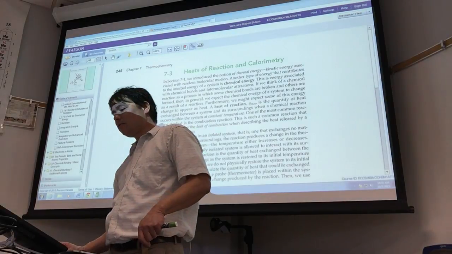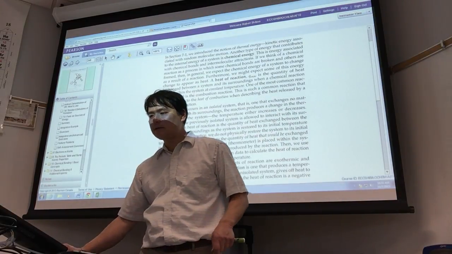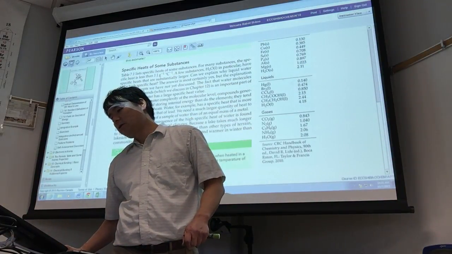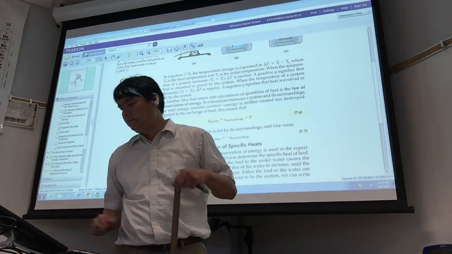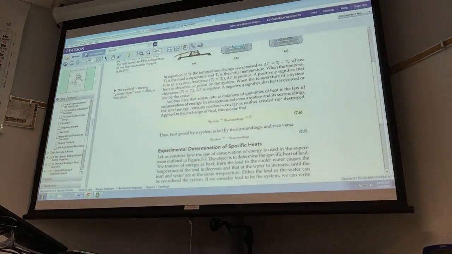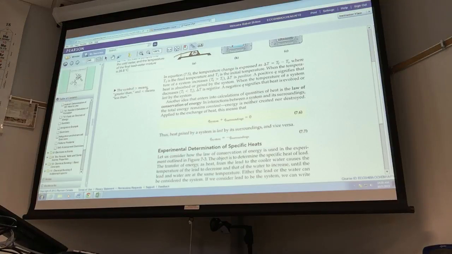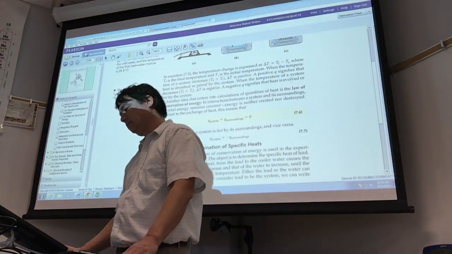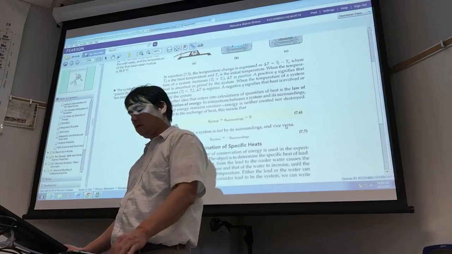Or we can use these. When we use these, we're going to apply the first law of thermodynamics. The first law of thermodynamics, I'll just end with this, is that Q of the system is equal to minus Q of the surroundings. And then we have to talk about the sign convention next. So we'll start with the sign convention. That's equation 7.7. All right, I'll stop here.